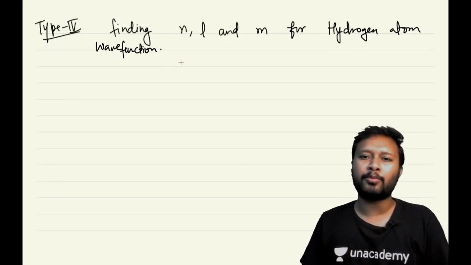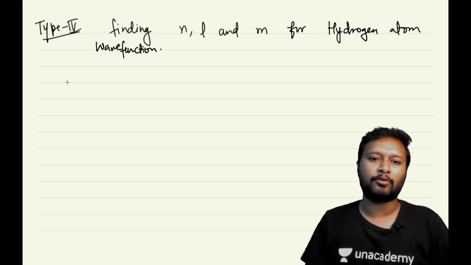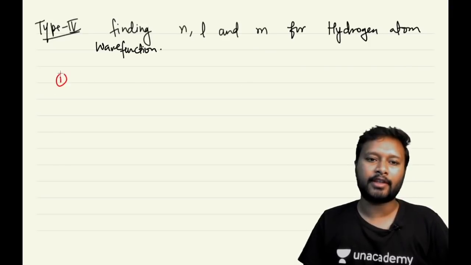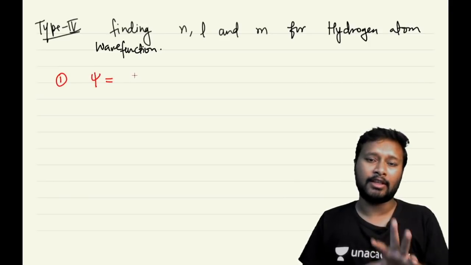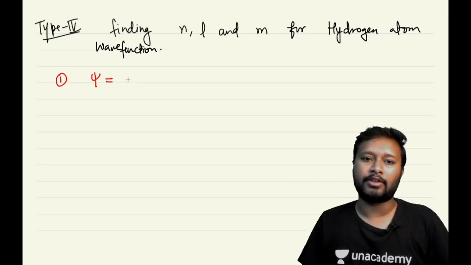There are just a few steps which you need to know. The first thing you have to focus on is the wave function. The wave function is made up of three functions: it's a function of r, it's a function of theta, and it's also a function of phi.